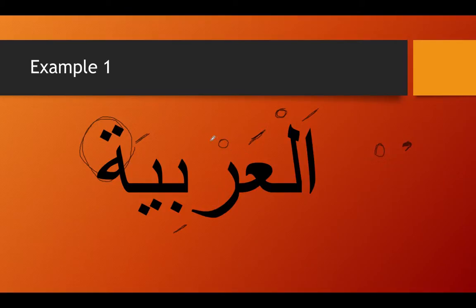Letter Ra and the Sukoon is going to be Ra, okay? Letter Ba and the Kasra is going to be B, or it's going to be the quick B. And the letter Ya and the Fatha is going to be Ya, okay?